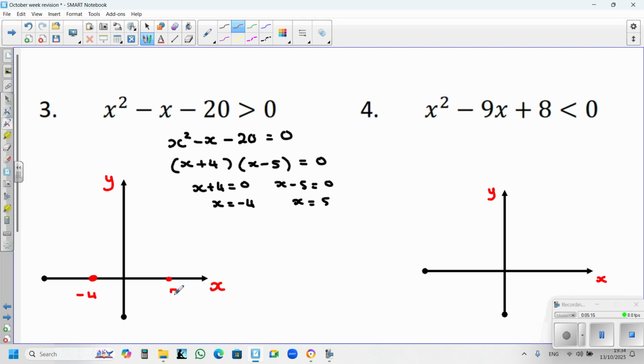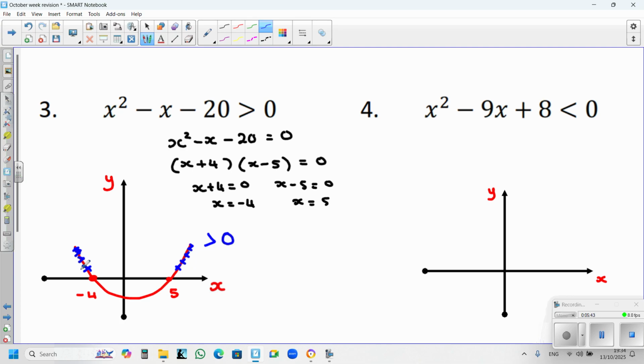A sketch doesn't need to be drawn to scale. So it's a positive x squared term, so again it is U-shaped, it's a happy one. Now I want the bit where it's greater than 0. Greater than 0 is the part above the x-axis. So the bits of that graph that are above that x-axis is that bit there and that bit there. Two different distinct bits because they're not joined.